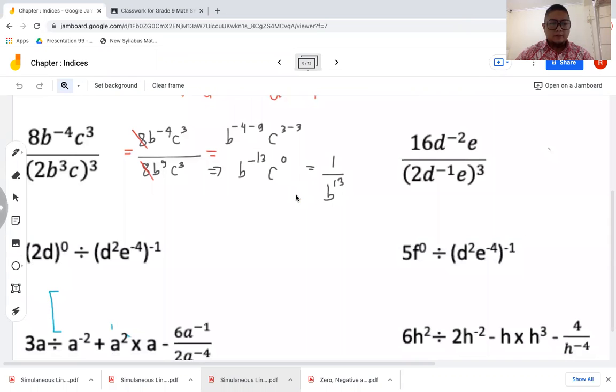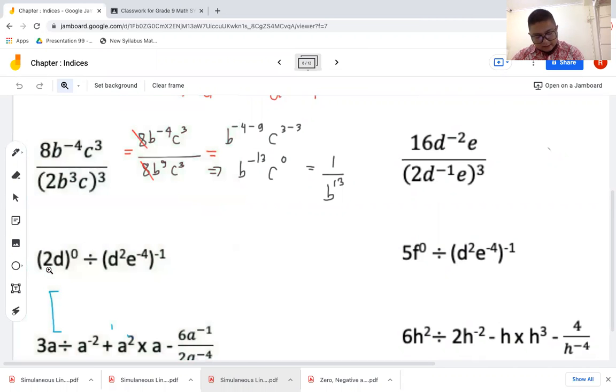Okay, so now this time we're going to go to this particular question. So in here, we can see that this is 2d raised to 0. So if you guys want to calculate this value right away, you will understand that this will give us an answer of 1, and it's going to be divided by the next given that we have. So this is going to be d raised to 2 times negative 1, which gives you d raised to negative 2. And then e will now become positive 4.